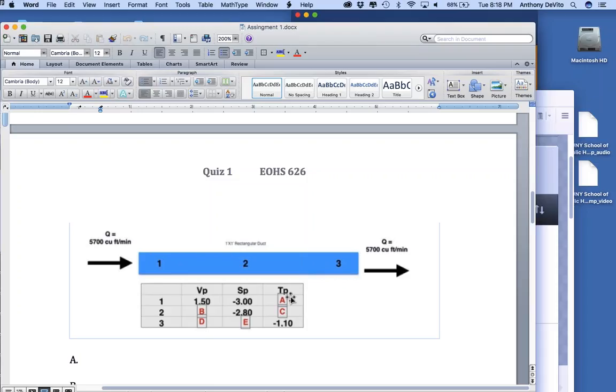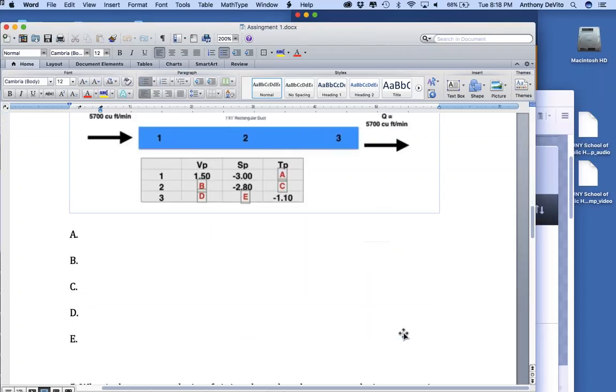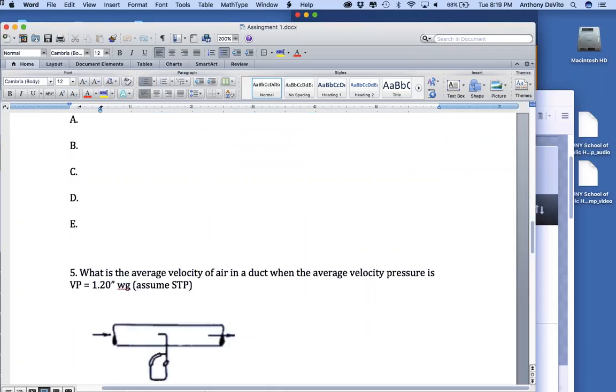Since the only thing that's missing here is the total pressure here and here, you should be able to just add velocity pressure and static pressure. This is minus 1.5. This is going to be 1.5. It's going to be minus 1.3. This is going to be 1.5. Whatever adds up to a negative 1.0 from 1.5, which is, I guess, 2.6, right? 2.4, 2.6. So you can deduce that just using total pressure is equal to velocity pressure plus static pressure. Everybody comfortable with that? Right?